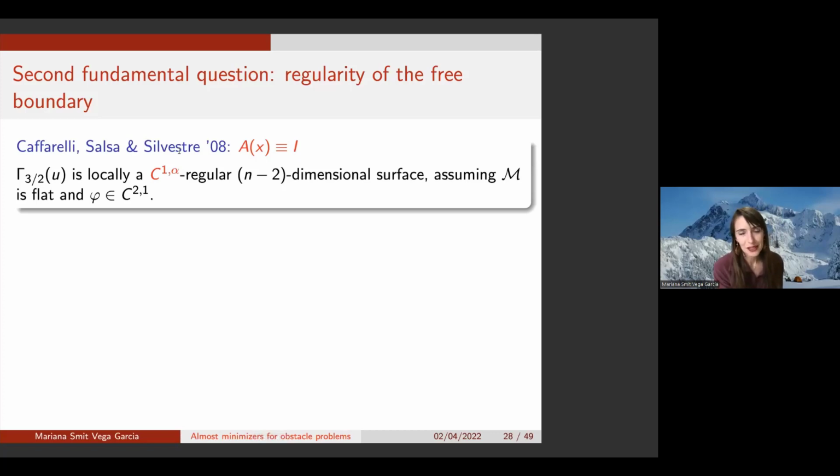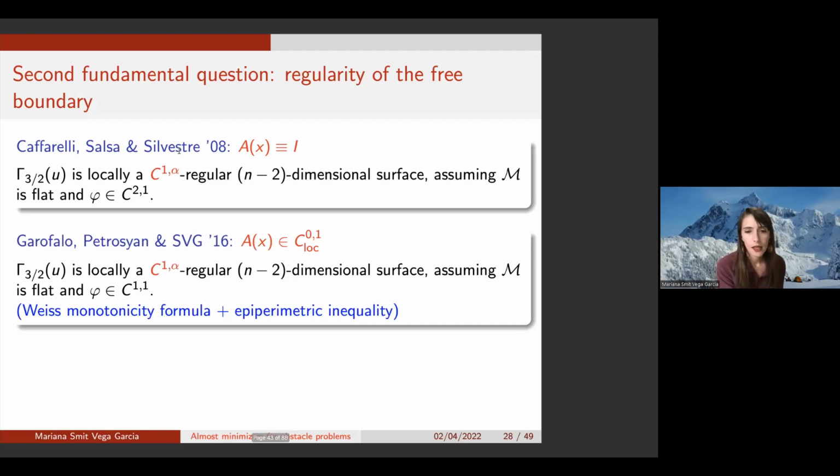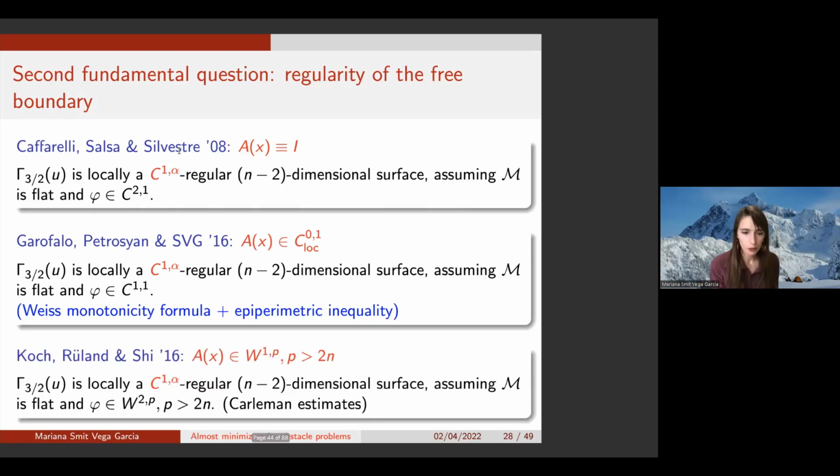And the reason why they're the best ones is this series of results. In 2008, Caffarelli, Salsa, and Silvestre were able to prove that the regular set, in the case of the Laplacian, is locally a C^{1,alpha} regular (n-2)-dimensional surface. Then in 2016, we used a Weiss monotonicity formula, which lets us zoom in on what happens at a point on the free boundary. We also used an epiperimetric inequality to show that the same holds, assuming that the coefficients are locally Lipschitz. Then using Carleman estimates, Koch, Rüland, and Shi were able to prove the same result, assuming the coefficients are in W^{1,p} for p greater than 2n.